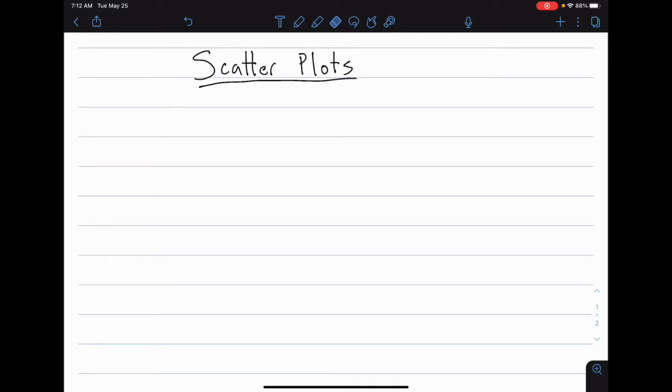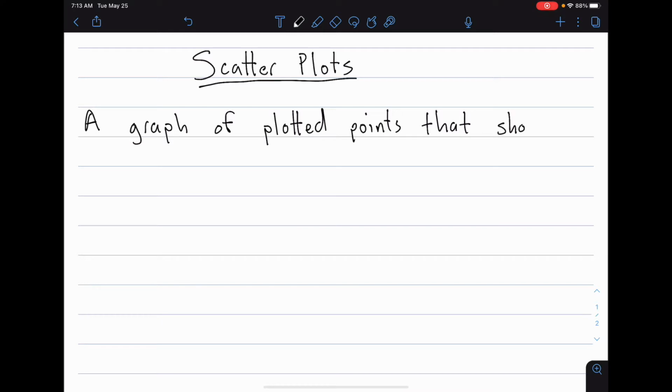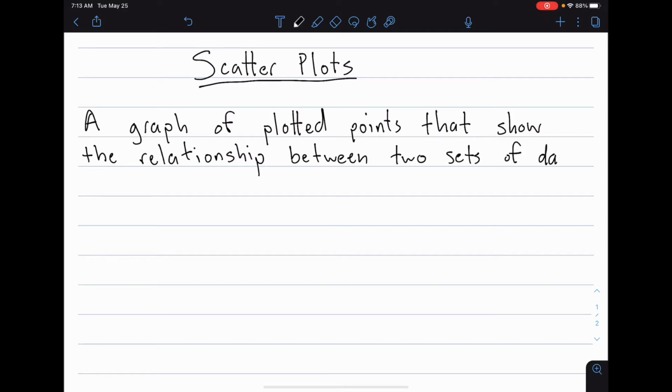All right, today we're talking about scatterplots. Scatterplots are a graph of plotted points that show the relationship between two sets of data.